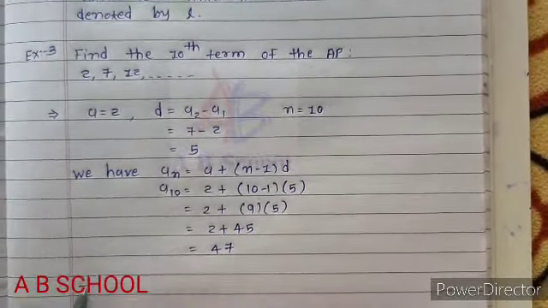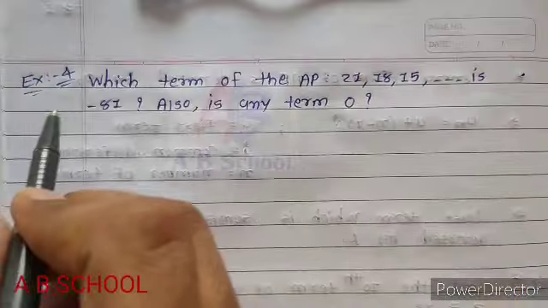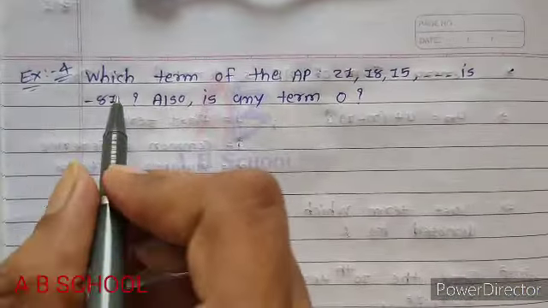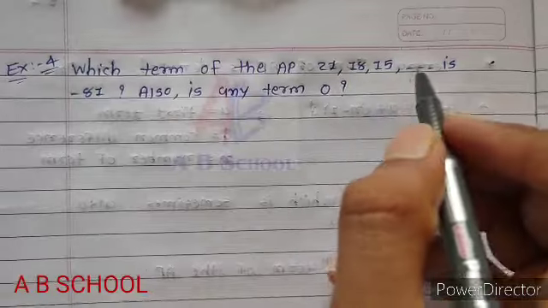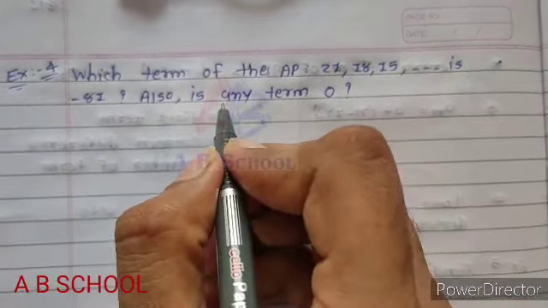Therefore the 10th term of the given AP is 47. Now example number 4, which term of the AP 21, 18, 15 is minus 81, also is any term 0.